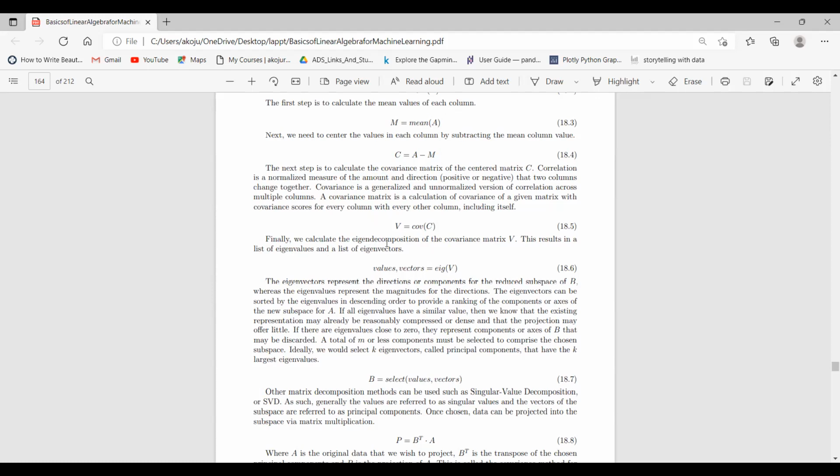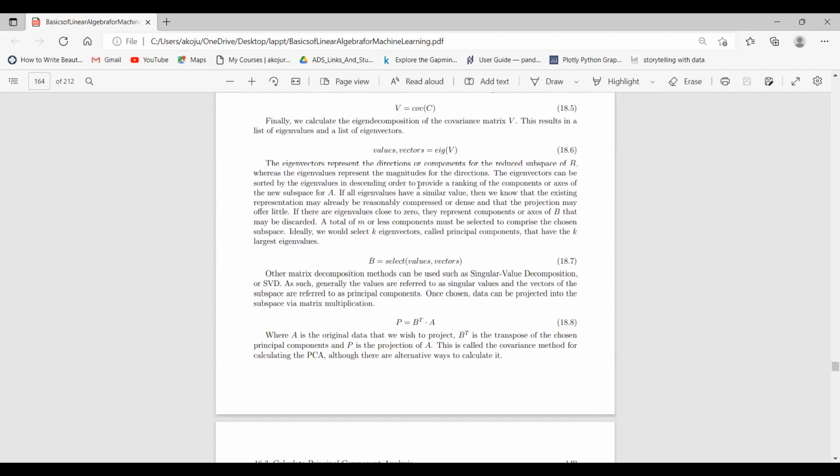Finally, we can calculate the eigendecomposition of the covariance matrix V. This results in a list of eigenvalues and a list of eigenvectors. Now that we have the covariance matrix, we go for the calculation of eigenvalues and eigenvectors. We will represent it as values, vectors is equal to eig of V. After getting that, we will go for B. What is B? It is a projection of A.